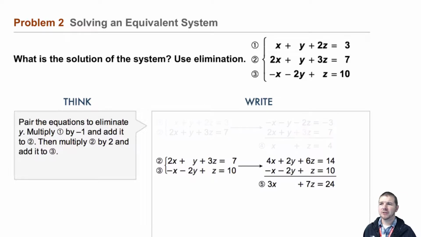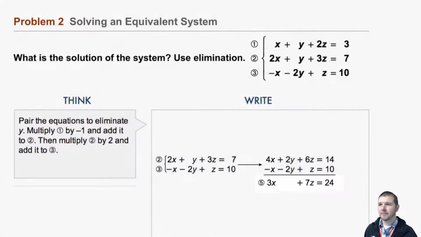Then we multiply equation 2 by 2. That becomes 4x plus 2y plus 6z equals 14. And equation 3, written below it, -x minus 2y plus z equals 10. So we have a pair of equations here with opposite numbers of y's that we can use to eliminate y and form one more equation that only has x and z remaining. Adding these two, we get 3x plus 7z equals 24. And that's marked as equation 5 for our convenience.